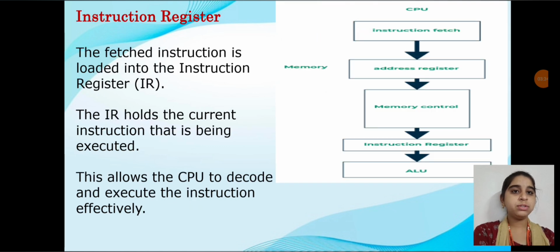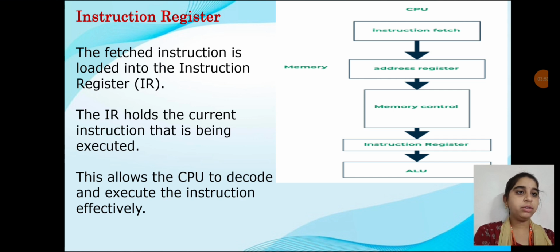Now, instruction register. The fetched instruction is loaded into the instruction register, IR. The instruction register holds the current instruction that is being executed. This allows the CPU to decode and execute the instruction effectively.